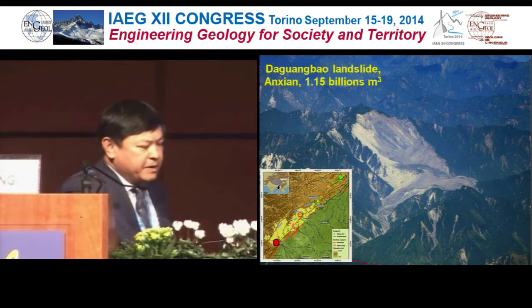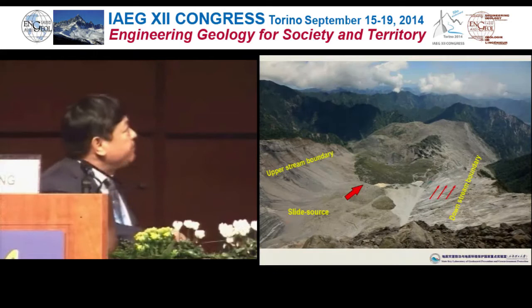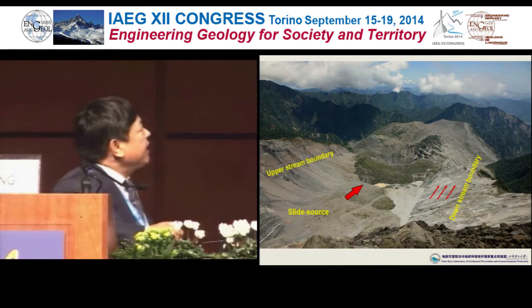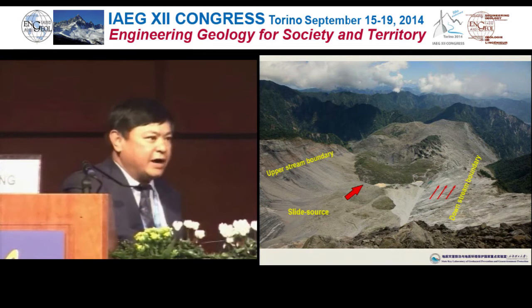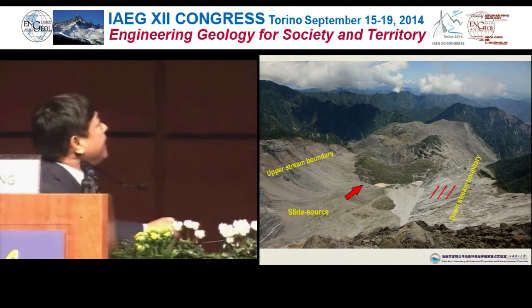The total volume is 1.3 billion cubic meters. So this is the back view from the top of the mountain. You can see this is the debris body, and the height of the dam is almost 600 meters high. And this is the upper boundary, this is the lower boundary, and the lower boundary develops along the rock bedding. And the total length is 4 kilometers, and the width is 2 kilometers.